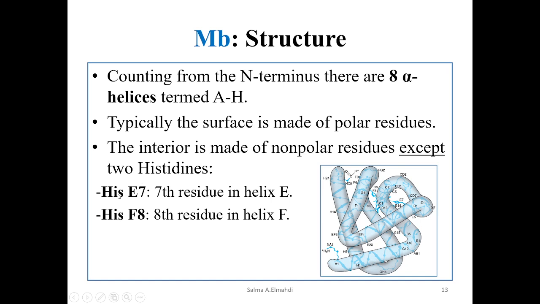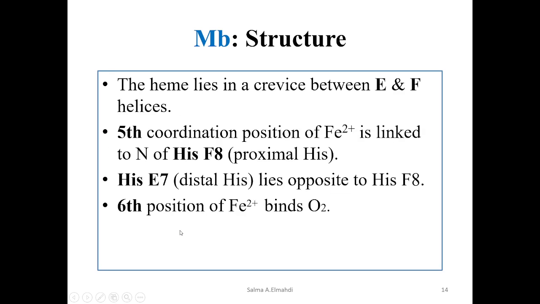So E7, histidine E7, is the seventh residue in helix E. So if we took helix E and counted from 1 to 7, the seventh residue will be histidine. Likewise F8. And these are important for the function, of course, of both myoglobin and hemoglobin. We will come to them shortly.